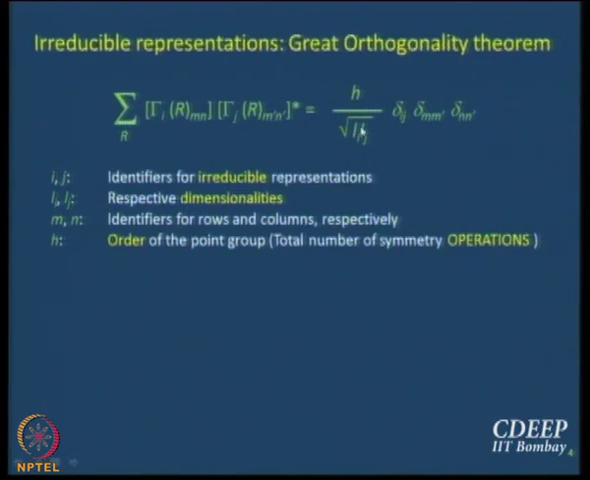You get h divided by square root of li lj. h is the order of the point group. Order of the point group means the total number of symmetry operations, not elements. Please remember, symmetry operations, not elements, and we will come back to this with a more concrete example, alright. And li and lj are the dimensionalities of the ith and jth representation. What is the meaning of dimensionality?